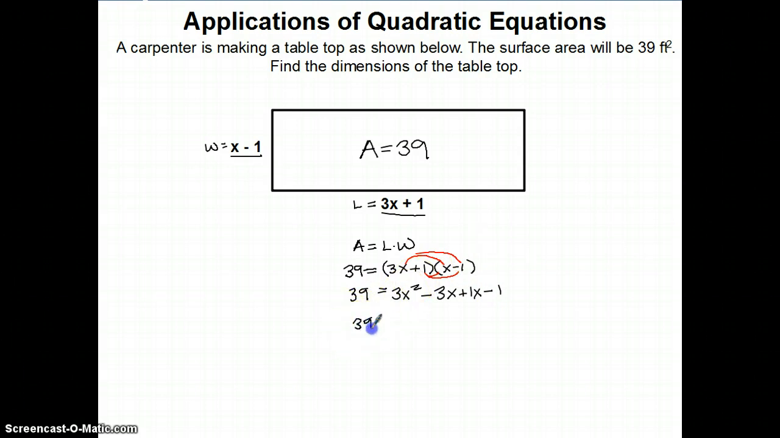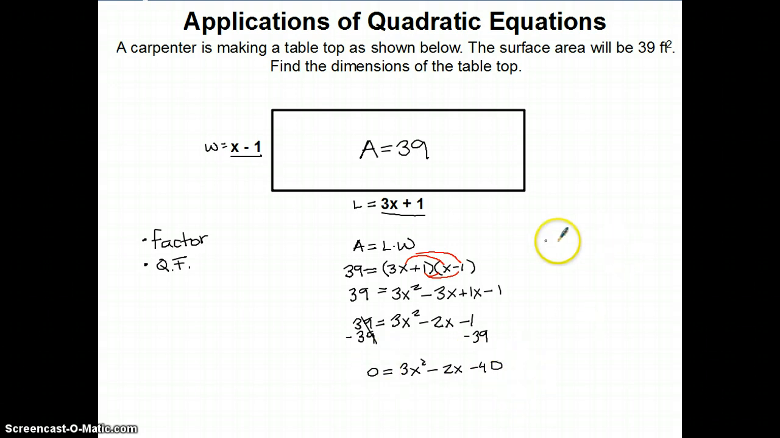So I have 39 equals 3x squared minus 2x minus 1. And since there is a linear term, since there is a 2x in this equation, I am not able to solve by taking square roots. So my only options are I can factor, potentially, or I can apply the quadratic formula. So I am going to move my 39 to the other side of my equation and see if this is something I can factor. So on the left I have 0, and that equals 3x squared minus 2x minus 40.